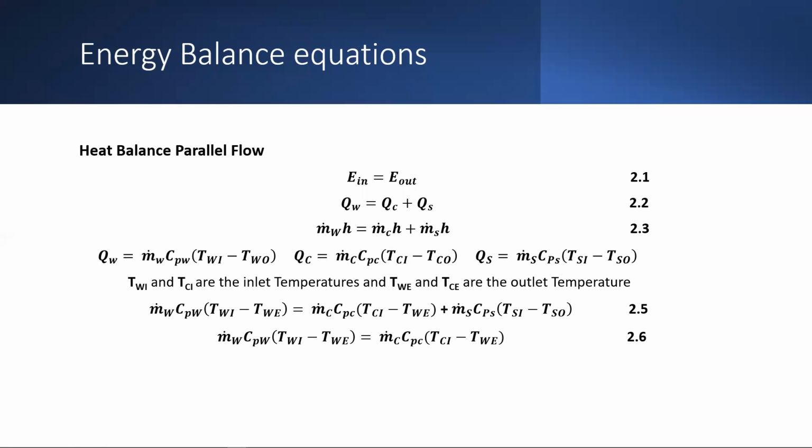Equation 2.6: we eliminate the surrounding since, as in our hand calculations, we assume that our surrounding is negligible. We obtain just the warm mass flow rate times specific heat times delta T, which equals the mass flow rate of the cold times specific heat times delta T.